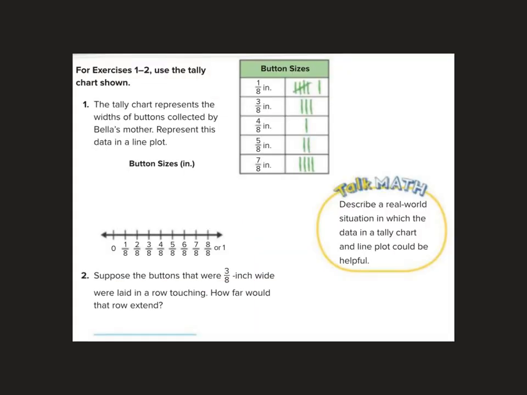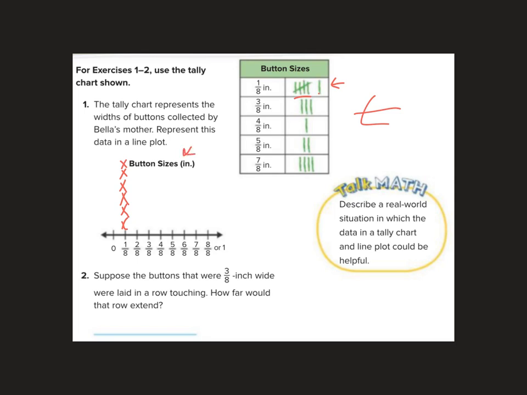All right, for exercises 1 and 2, use the tally chart shown. The tally chart represents the widths of buttons collected by Bella's mother. Represent the data in a line plot. Okay, so if I look at 1/8 of an inch, we have 5 and 6. So I need 6 X's above 1/8 of an inch, please notice the title.